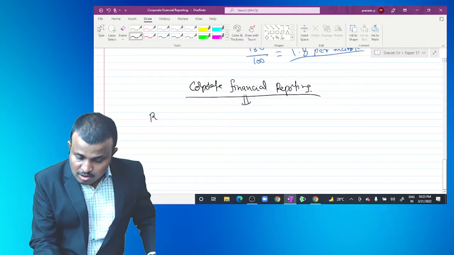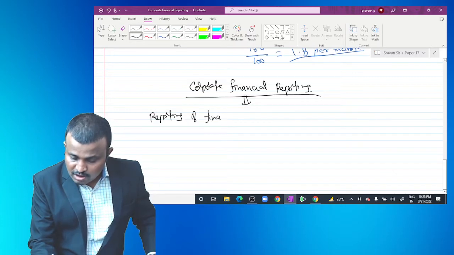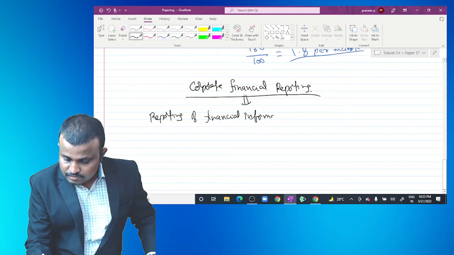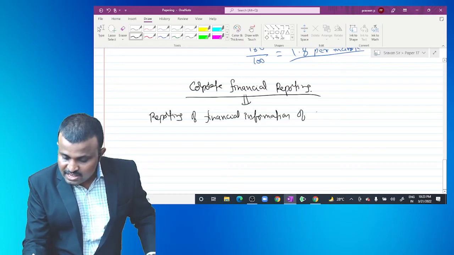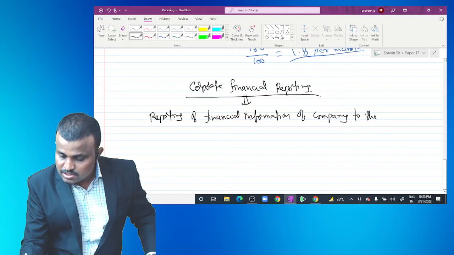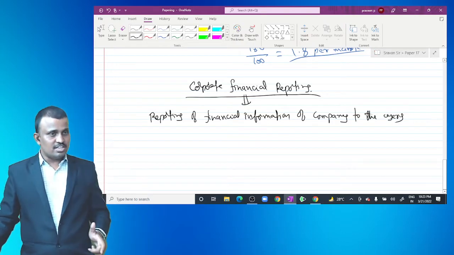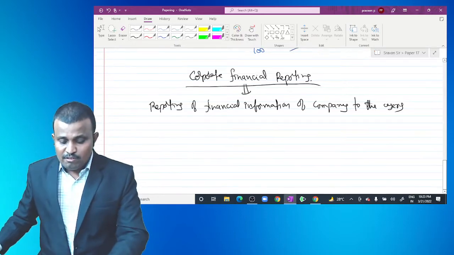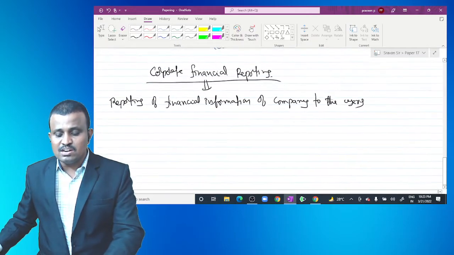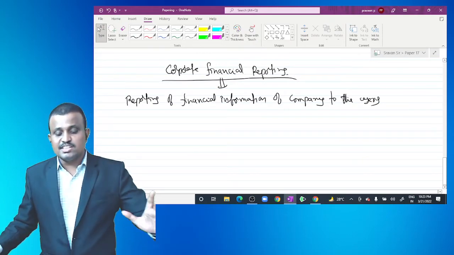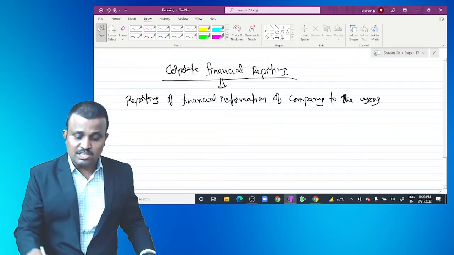The reporting of financial information of the company to the users of the financial statements. So reporting of financial information of the company to the users of the financial statements is said to be corporate financial reporting.